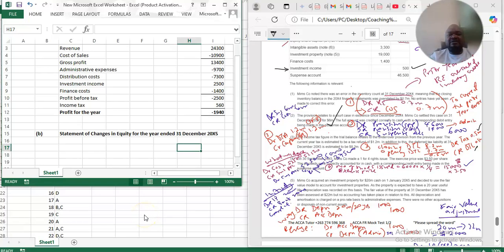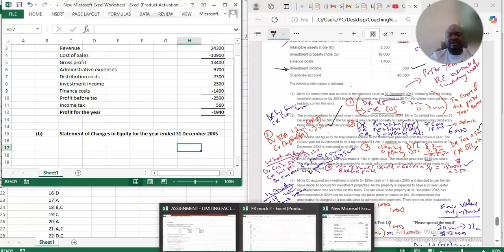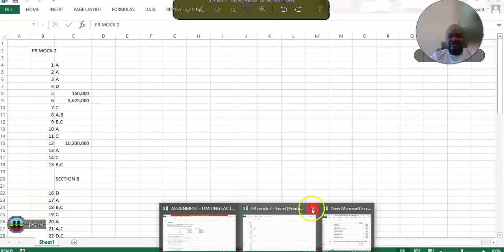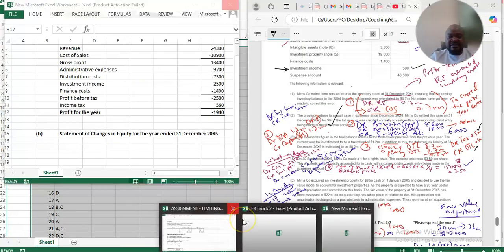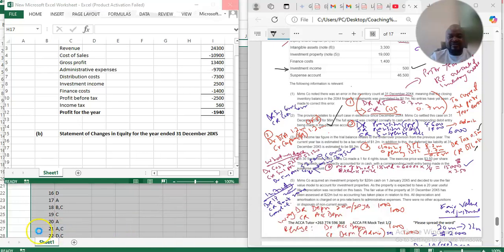All right. Let me remove this other screen there that is showing some test results of my students. I don't like that. I don't like all these. Okay. Sorry. Let me remove them.